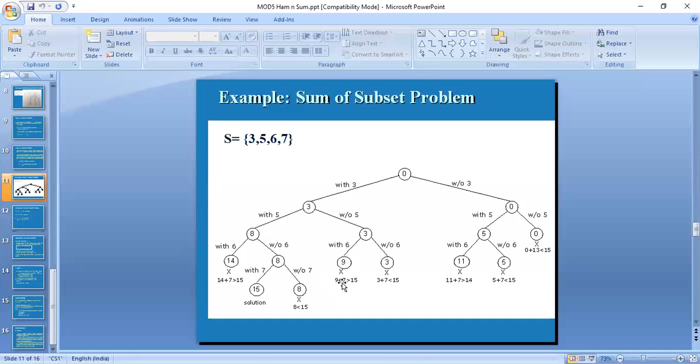So we are not able to solve it. It's a dead end, a non-promising node. Non-promising node means backtrack. So without 6, the value is 3. Including the next item 7 also, 3 plus 7 is 10. So 10 is less than 15, so it is a non-promising node. So we backtrack. We again backtrack. Again we backtrack. So the entire left subtree is over, by including or excluding the items subsequently, we have worked them all out.